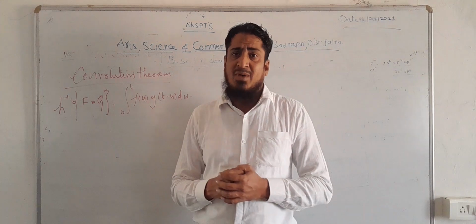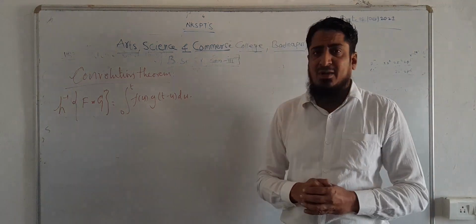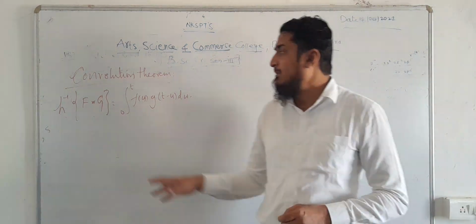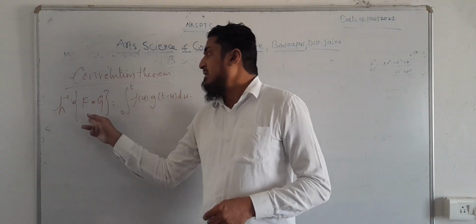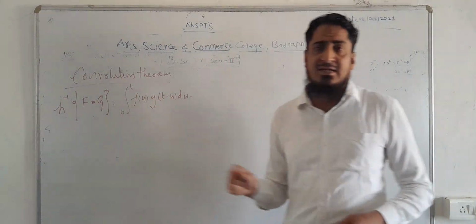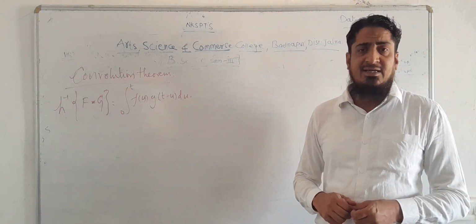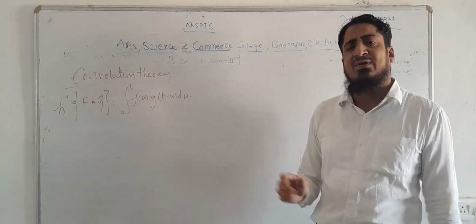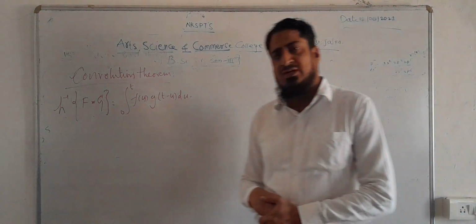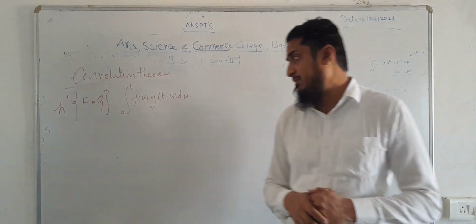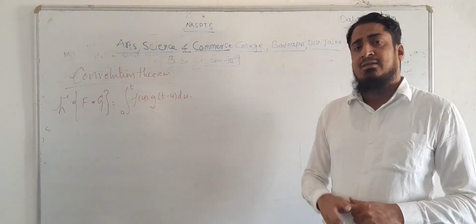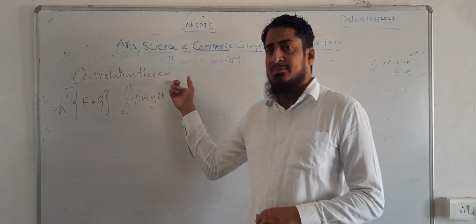One is the partial fraction method. By using the partial fraction method, we make this function into addition or subtraction, and we can distribute the inverse Laplace transform to each expression of that function. And the other method is the convolution theorem.